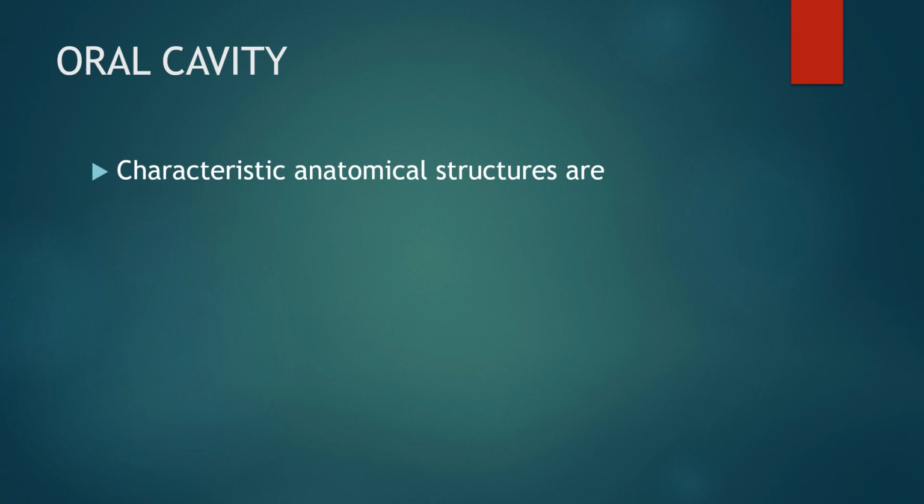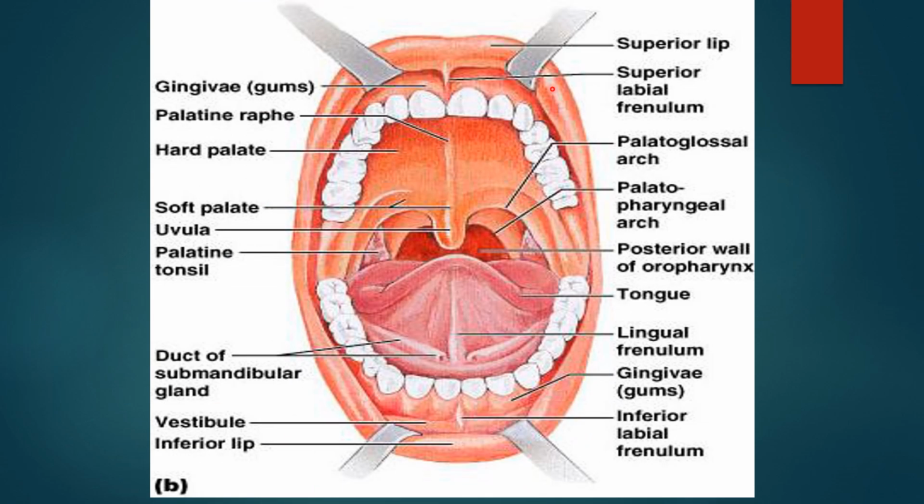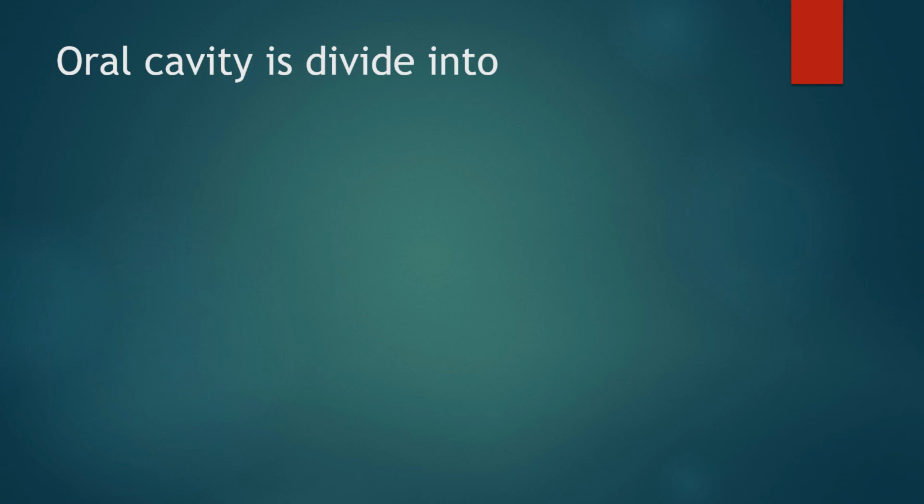So the oral cavity is a characteristic anatomical structure. Present in the oral cavity are the lips, teeth, tongue and the salivary glands. So this is the diagram of the oral cavity. You can see the lips, the teeth and the tongue, the lingual papilla, the hard and the soft palate, and again the lip, this is the vestibule, and this is the oral cavity proper.